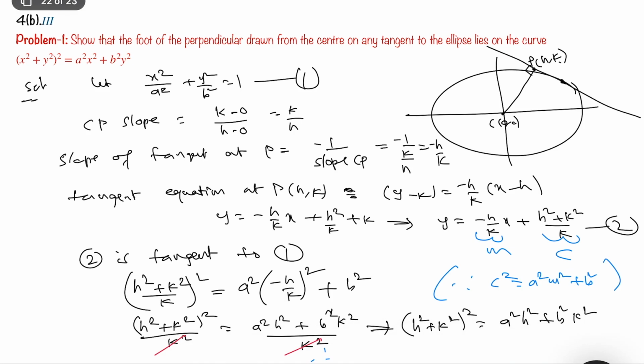Therefore, the locus of P, the point h comma k, is (x square plus y square) whole square equals a square x square plus b square y square. Okay, fine. Let me stop here. We have finished the ellipse chapter. Thank you.